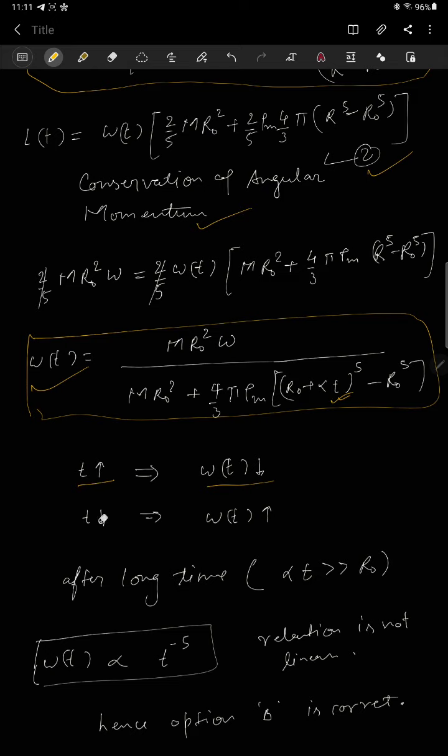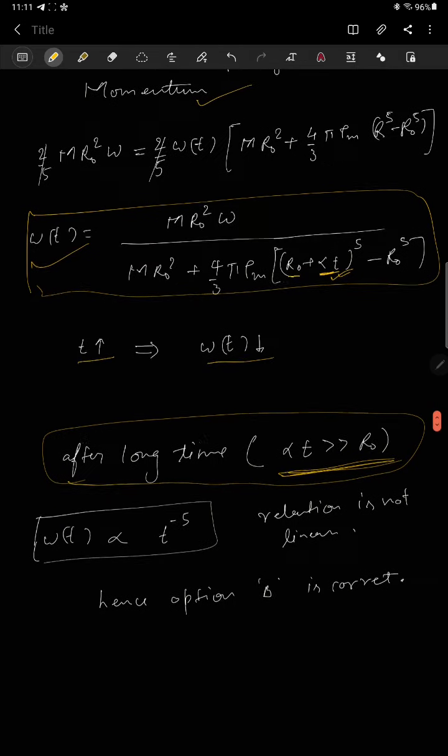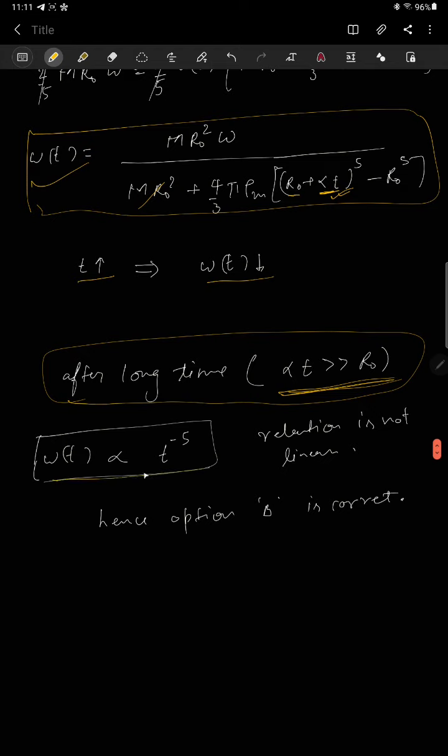So this is not the value. Now consider the angular velocity after a long time t, which means when alpha t is much greater than r0. Applying this condition, we ignore r0 which is added to alpha t, and this minus r0. We ignore these terms, and we see that omega is proportional to t to the power minus 5 after a long time. So it is clear that it is not a linear relation.